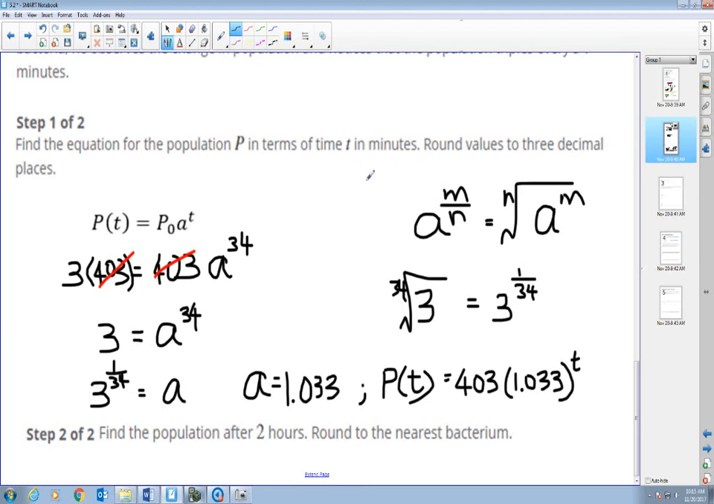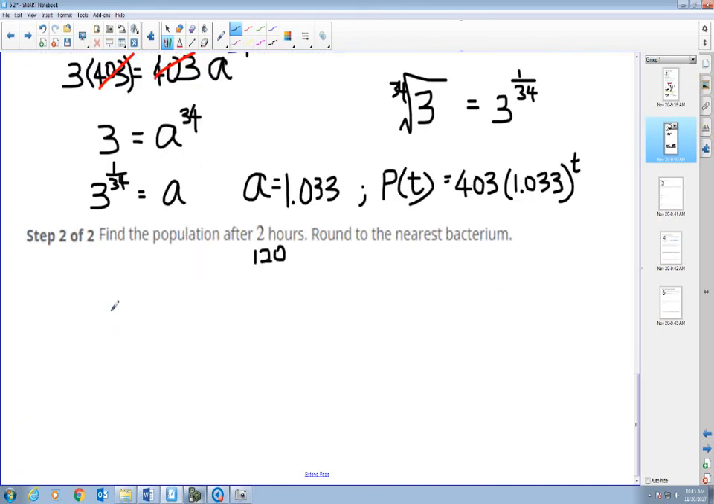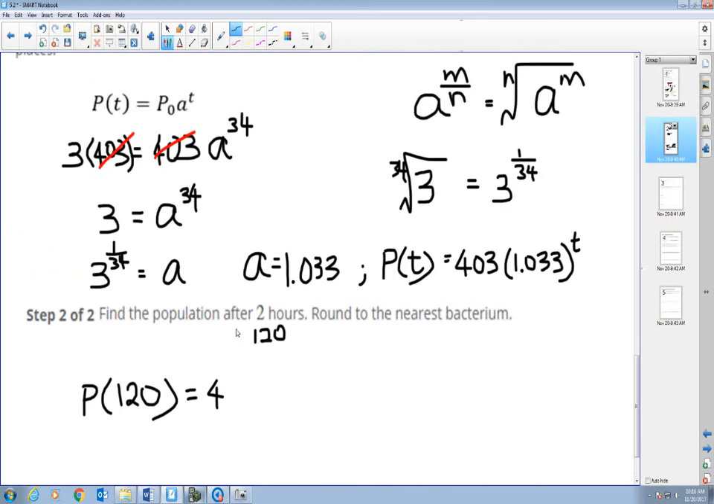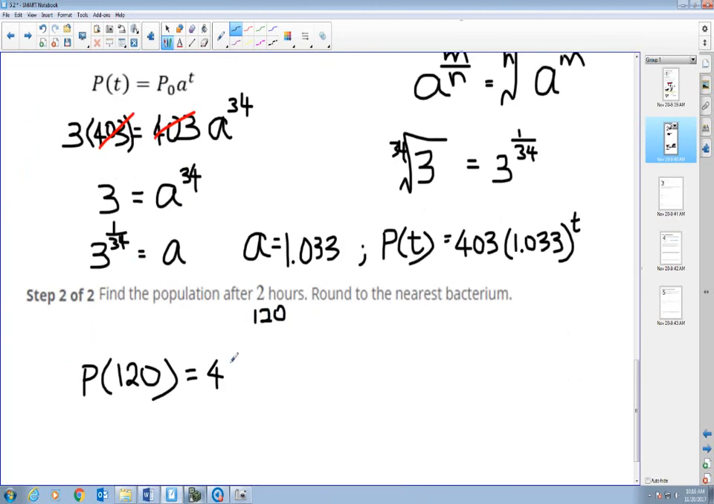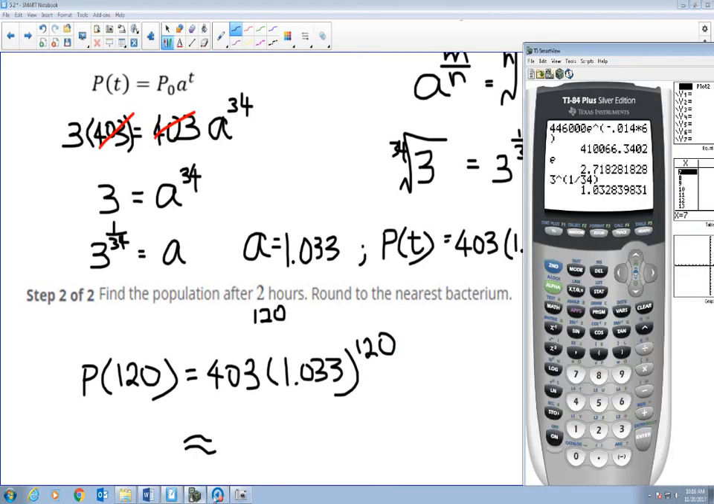All right, find the population after 2 hours. Remember now, T was in minutes. 2 hours will be 120 minutes. So my population after 120 minutes. Remember now, it triples every 34 minutes to give me the growth rate 1.033 something. So this is going to be 403, the initial population, times my growth rate, raised to the 120 power. Alright, we round to the nearest bacteria.